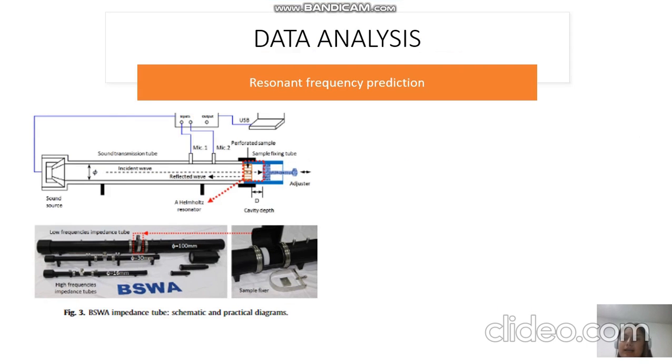In the data analysis, resonant frequency prediction. The general model to calculate the resonant frequency of a Helmholtz resonator is given as follows, where f is the resonant frequency of the resonator, c is the sound propagation speed in air, S is the cross-sectional area of the aperture, V is the static volume of the cavity, and L is the equivalent length of the aperture with corrections.